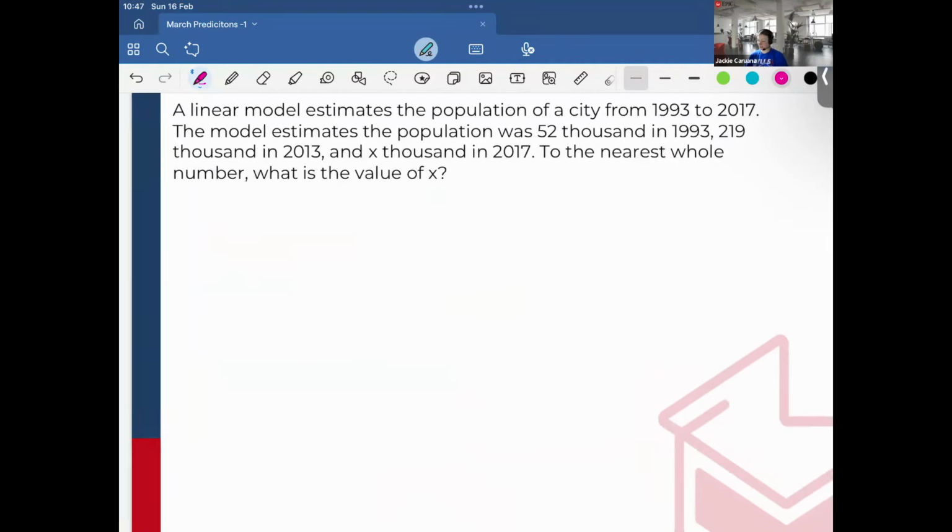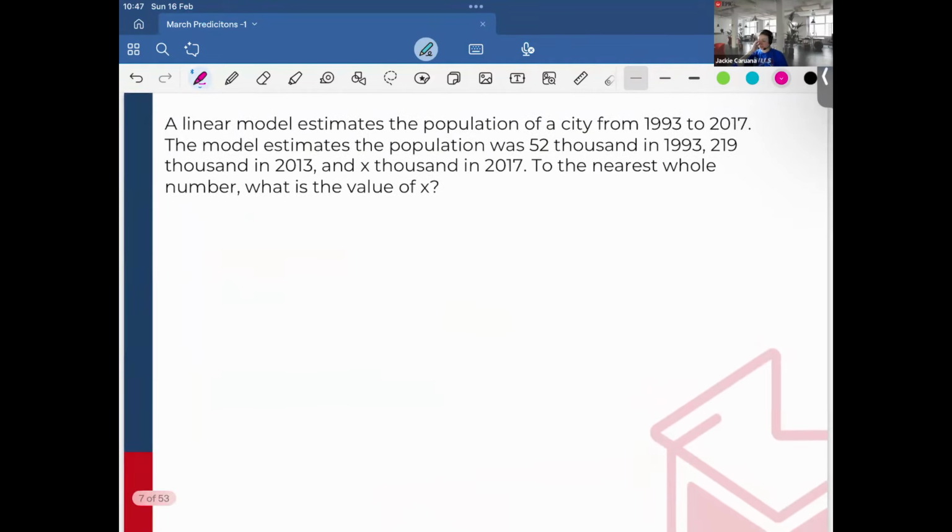Amazing. Oh my goodness, a linear model. Okay, so the linear model estimates the population of a city from 1993 to 2017. The model estimates the population was 52,000 in 1993, 219,000 in 2013, and X thousand in 2017. To the nearest whole number, what is the value of X?